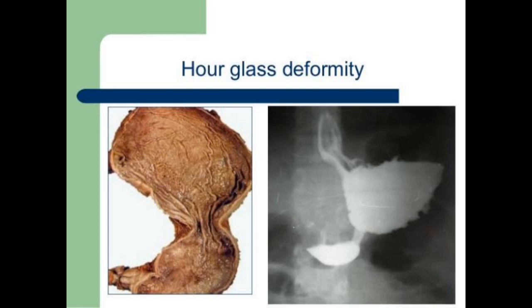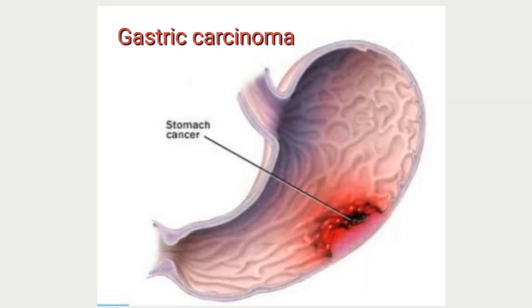Hourglass deformity of the stomach. It is a deformity of the stomach in which the waist of the stomach is constricted by fibrosis caused by chronic peptic ulcer, which produces an upper and lower cavity separated by a narrow channel. So the shape of the stomach resembles an hourglass. That is known as the hourglass deformity of the stomach.